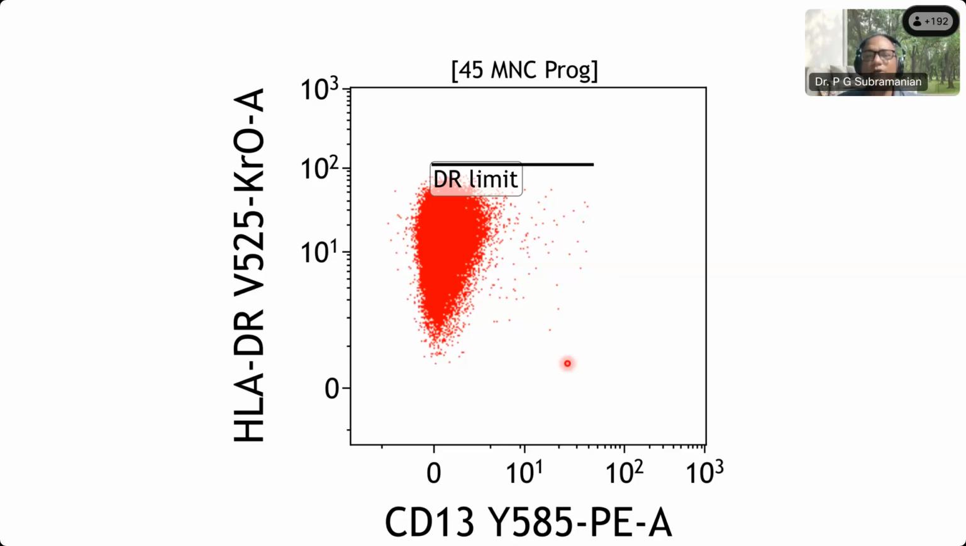It will be less than 0.1%. We can relatively safely ignore it 99 out of 100 times. So we will say CD13 is negative, DR is moderate positive.